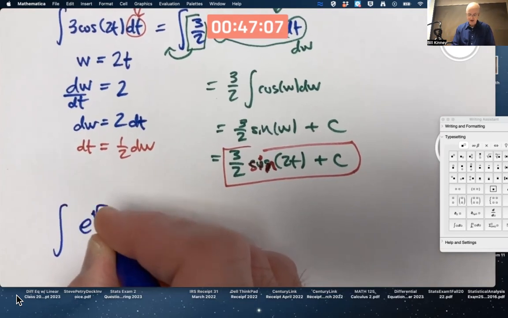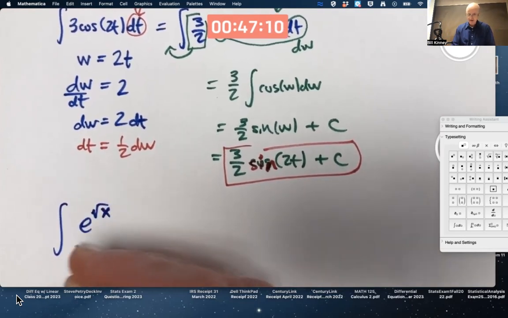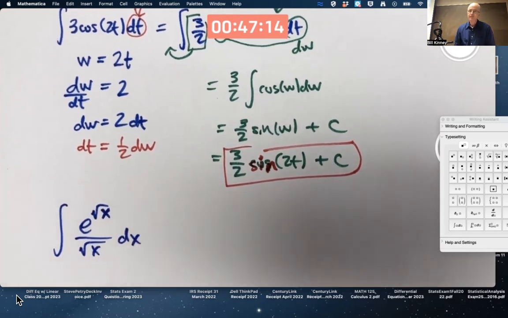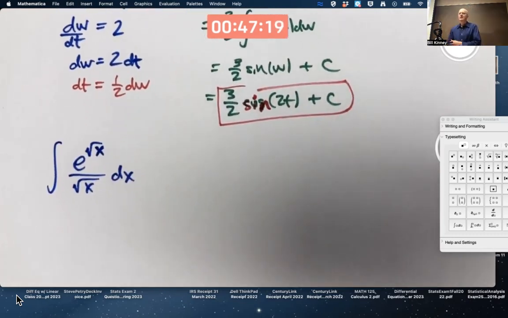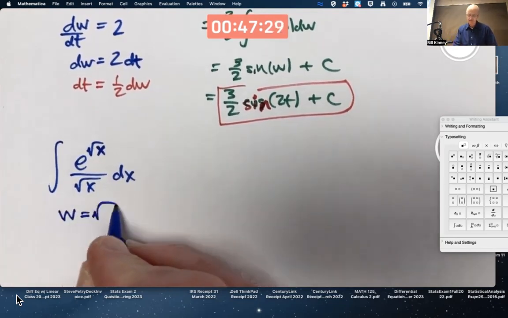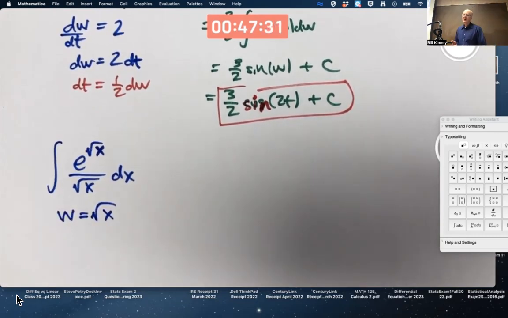It looks a lot harder when you look at it: e to the square root of x over square root of x. Just a plain old w equals x is not helpful again. So what's the next thing to try? The next simplest thing to try is maybe w equals square root of x. But while we can do that, it's not clear that it's going to help.